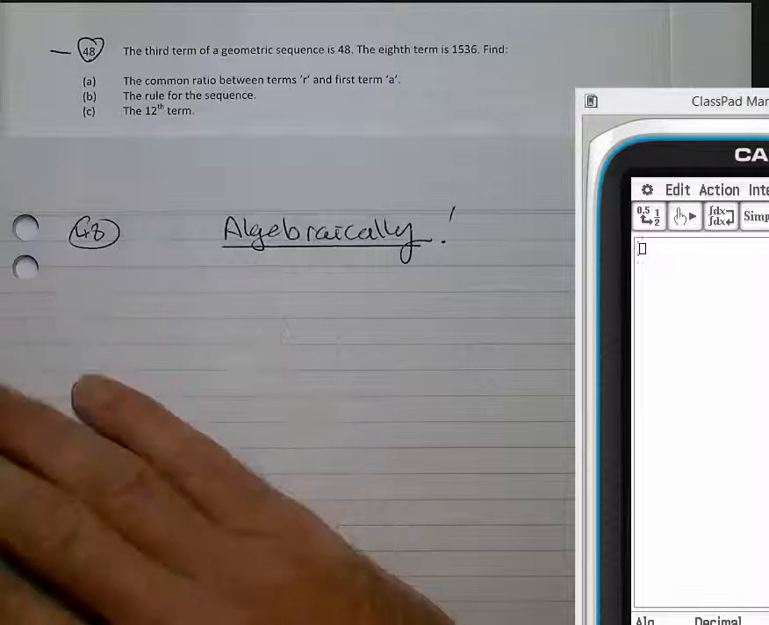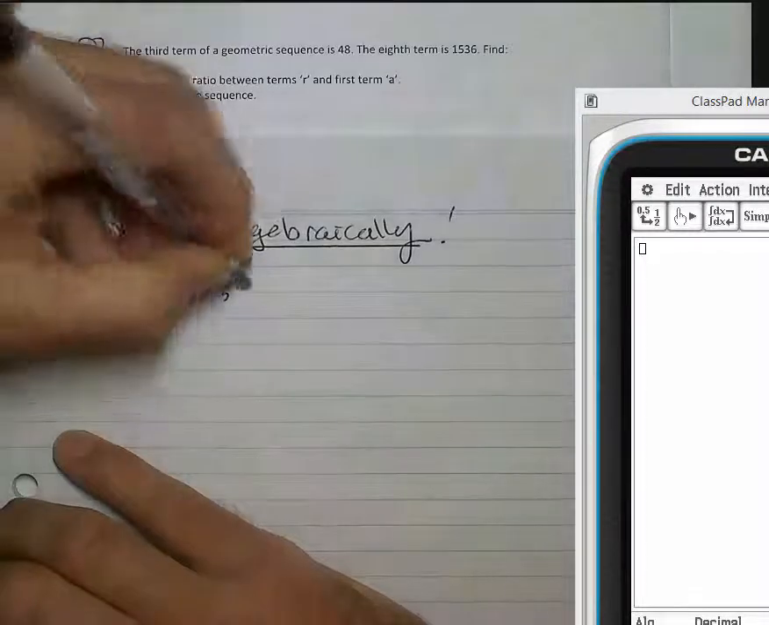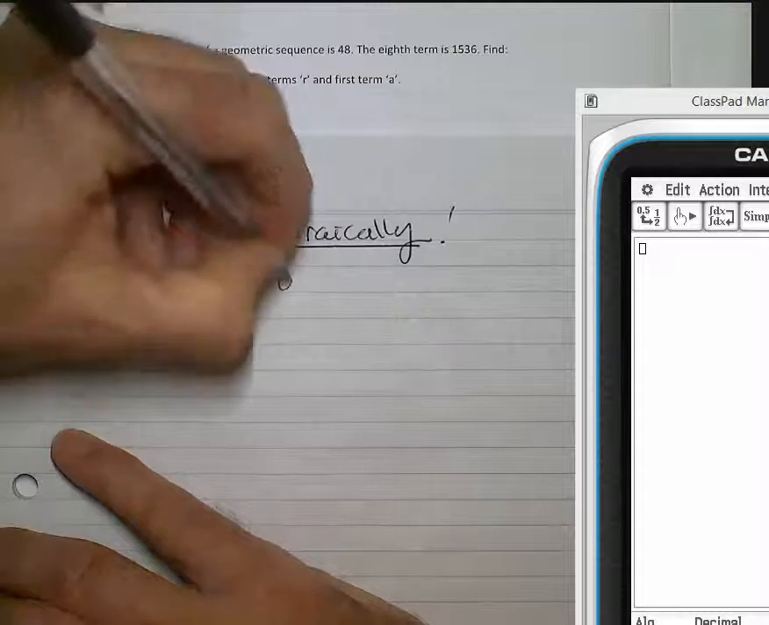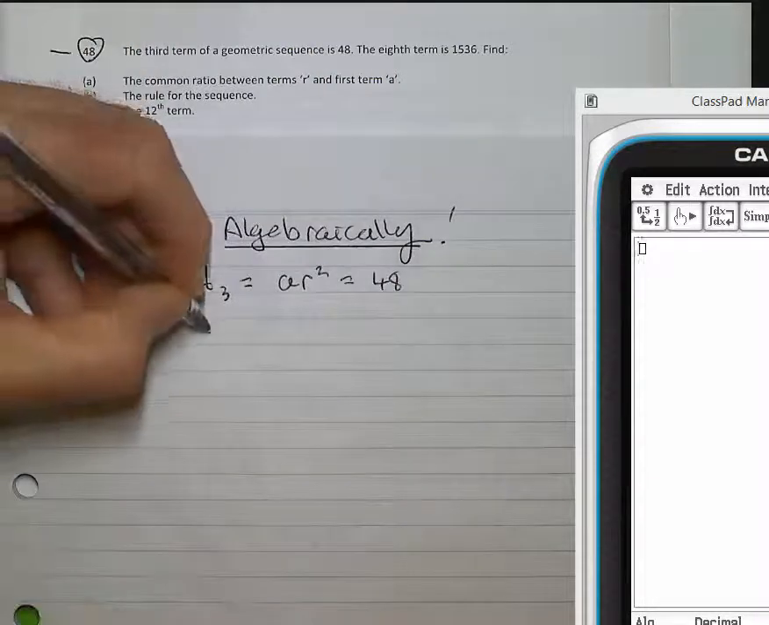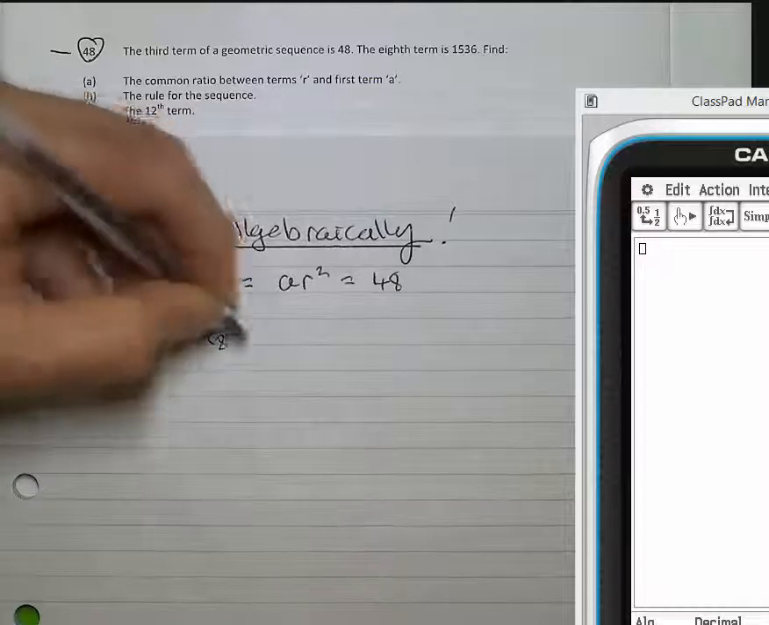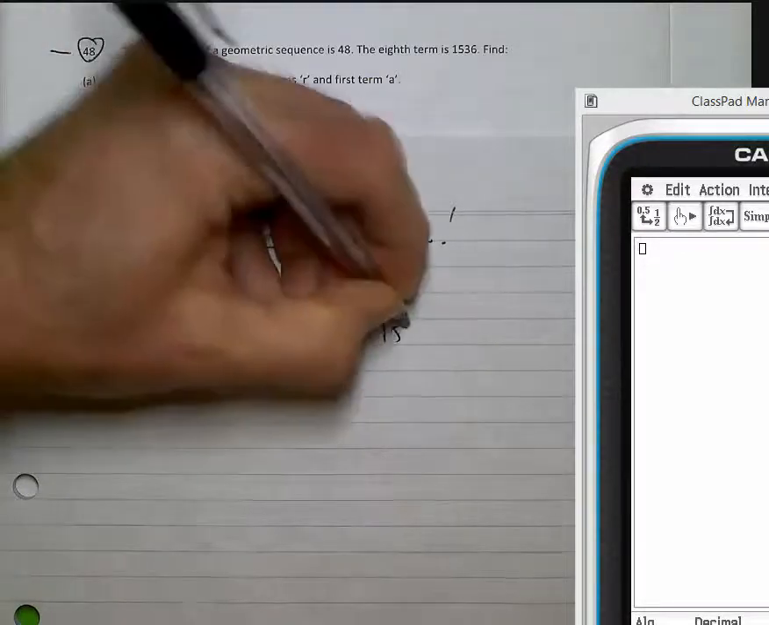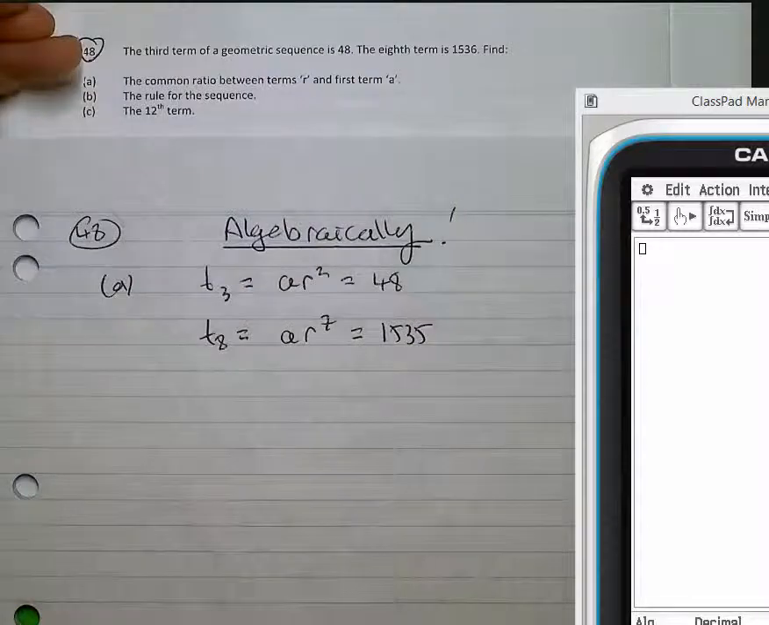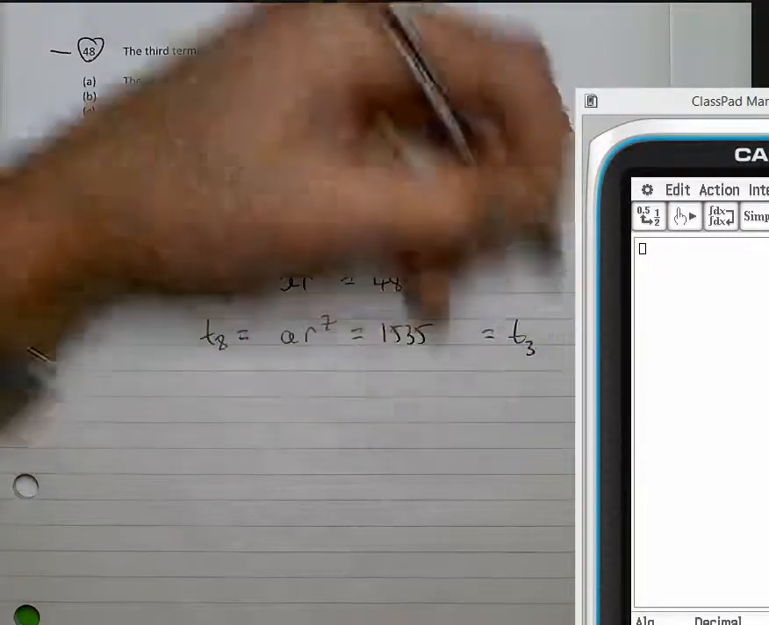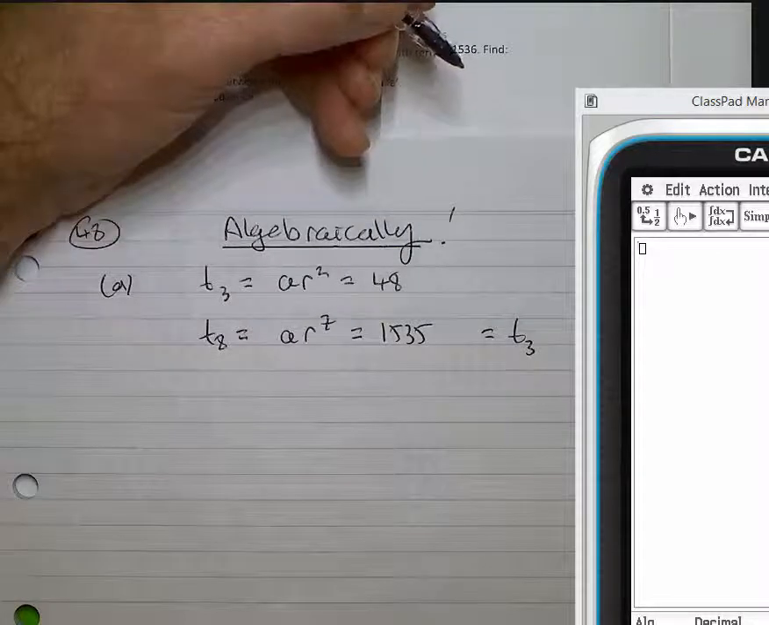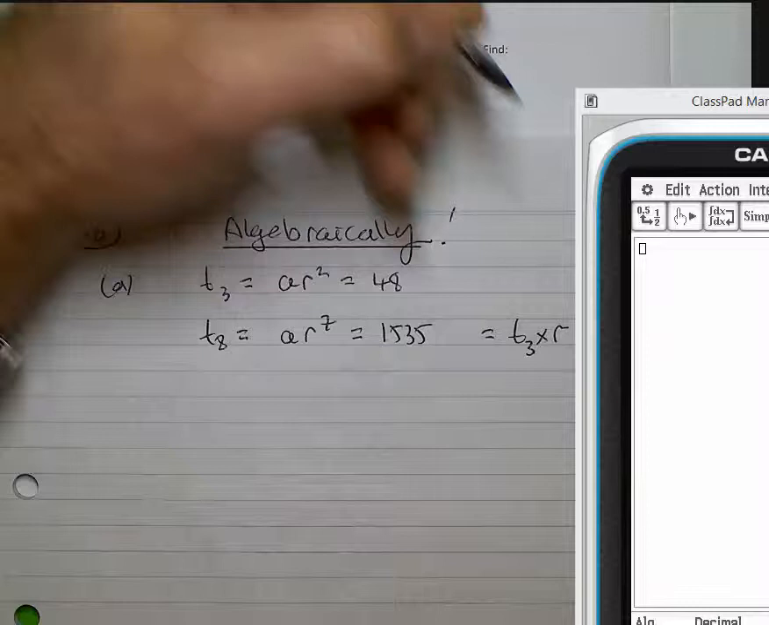We're given two pieces of information about this geometric sequence, the third term, which is a times r squared, which is 48. And we're given information on the eighth term, which is a times r to the 7, which is 1536. Or, some people like doing it this way. I'm not really that keen on it. That's T3 times r to the power of 5.